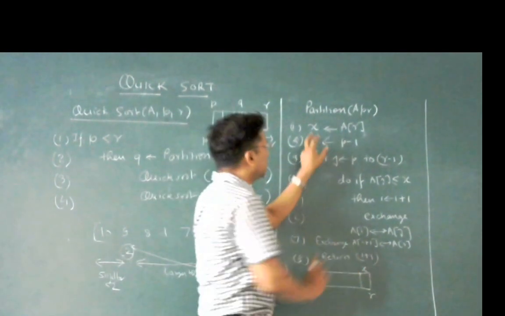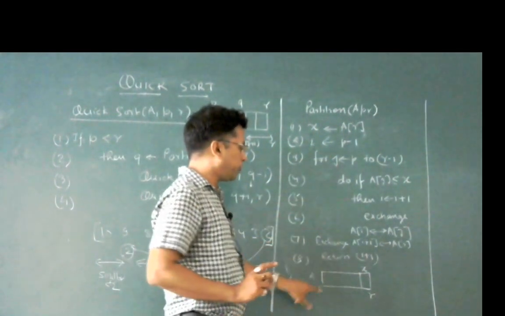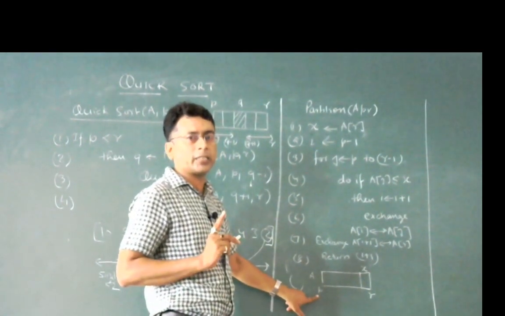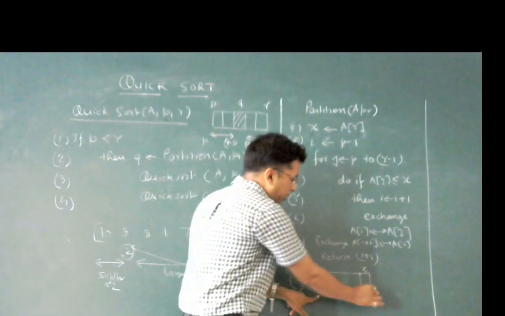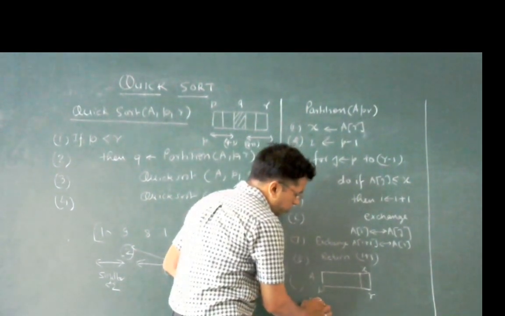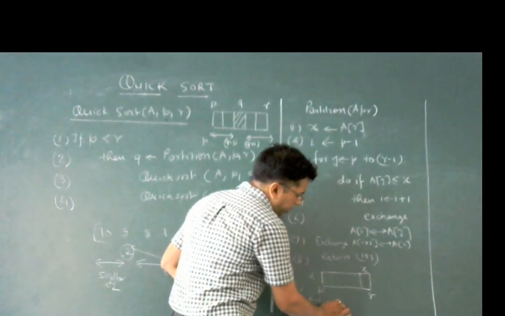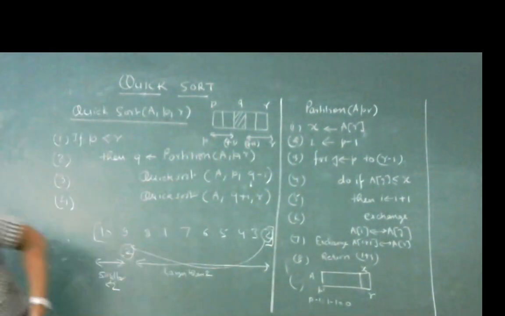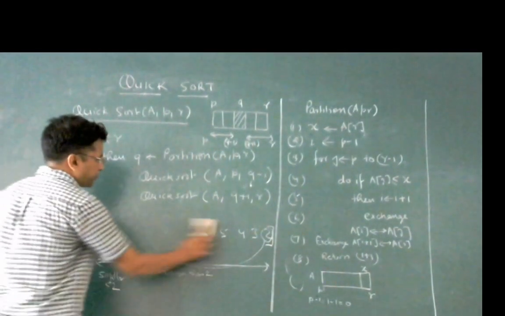This becomes X, and I is equal to P minus 1. P is starting with value 1. It is the initial step. P is equal to 1 to R. So P minus 1 would be equal to 1 minus 1 equals to, sorry, I am writing this below. So I am rubbing this part.